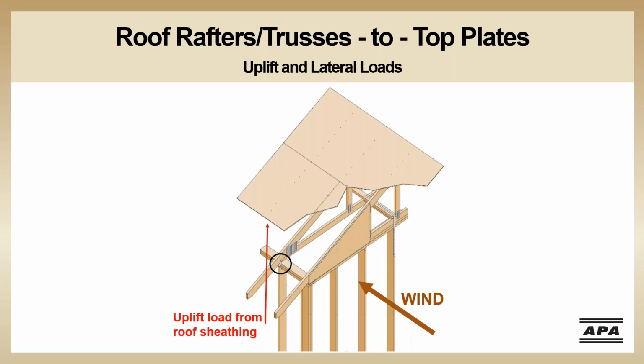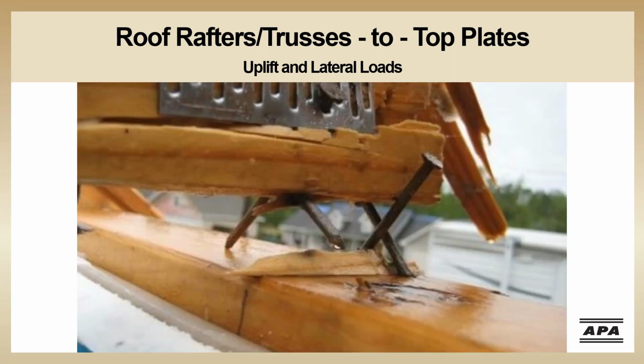Take a look at some of the load path failures we have observed regarding this connection. The failure of the connection in this photo is most likely the result of uplift forces. Another risk with toe-nailed connections is that toenails aligned along the grain can contribute to splitting of the framing member, which can cause the connection capacity to drop even more. An inexpensive metal connector would have likely prevented this failure.